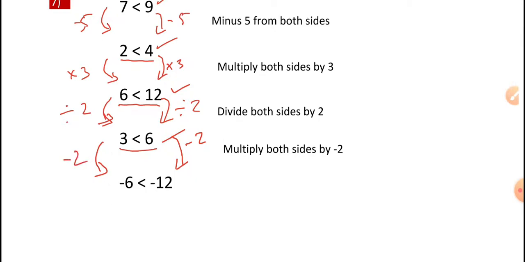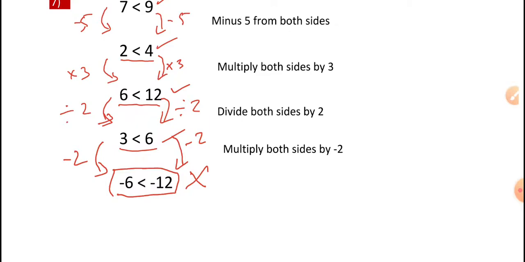Now look very carefully here. Is minus 6 less than minus 12? No, it's not. So this statement is actually false. Minus 6 is not less than minus 12. Otherwise, what's colder, minus 12 or minus 6? Obviously minus 6 is warmer. If you had £6 debt in the bank, you're better off than having £12 debt in the bank.